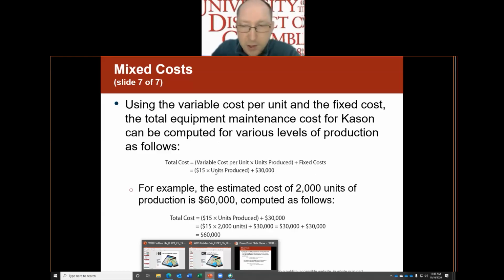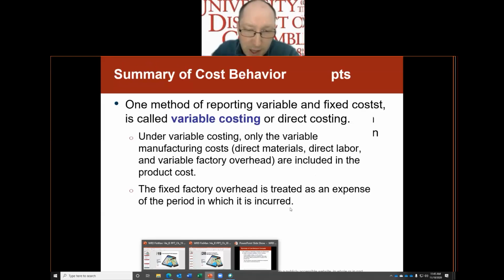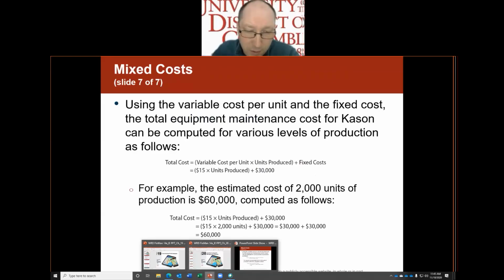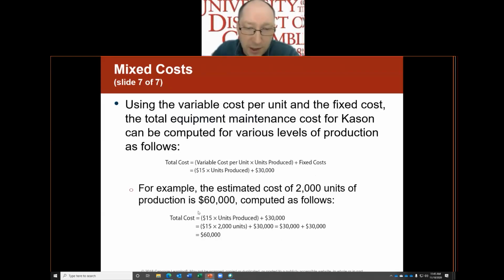So let's say the company produces 2,000 units. We take the $15 per unit times the 2,000 units plus 30,000. That's 30,000 plus 30,000. You've got a total cost of 60,000.